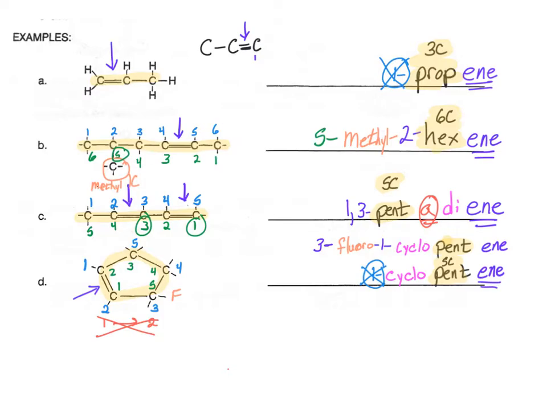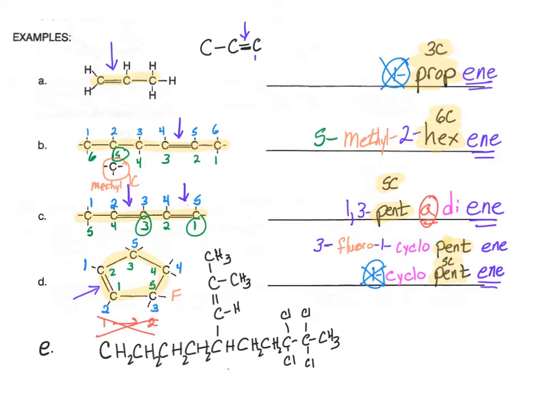Now I'm going to add one more in, just to give you a little challenge, one that's a little bit bigger and has more stuff on it. Let's try this one. This is definitely harder than anything you would see on your exam. Okay, so step 1, find the double bond. We see that this is an alkene.